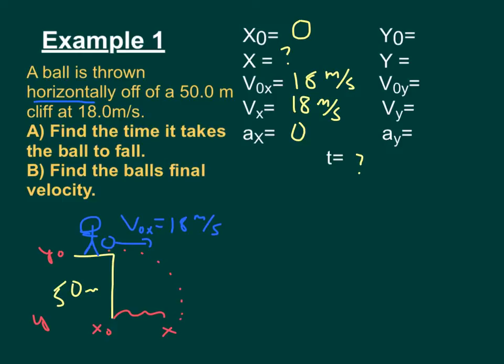So let's look at y. Our initial y position, we start at the top of the cliff, 50 meters. You land at the ground. You're thrown horizontally, so there's no y component of initial velocity. And then we don't know your final y velocity, but we do know that since you're accelerating due to gravity, negative 9.8 meters per second squared is your acceleration in the y direction. All right, so let's look at this and solve part A.